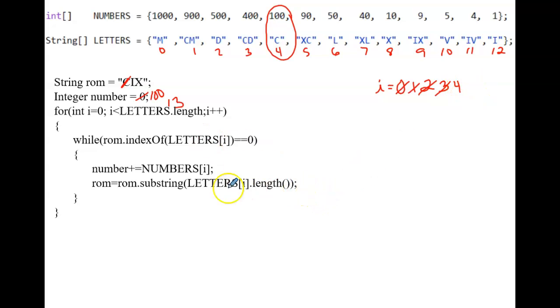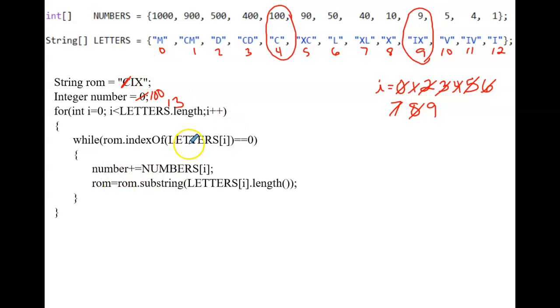Now we're going to exit the while loop, go back up to the for loop. I is now 5, and 5 is XC, but we're looking for IX. So we're going to increment to 6, which is capital L. We increment to 7, which is XL. We increment to I is 8, which is X. Then to 9, which is IX. And that matches the remainder of our ROM string.